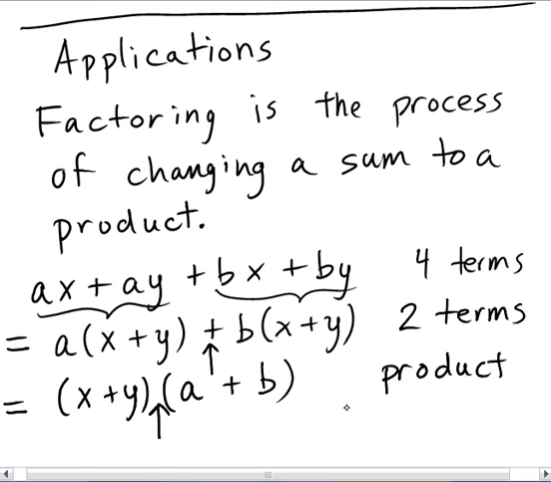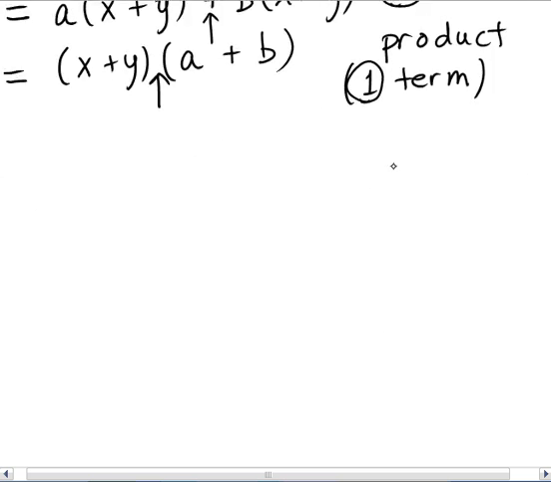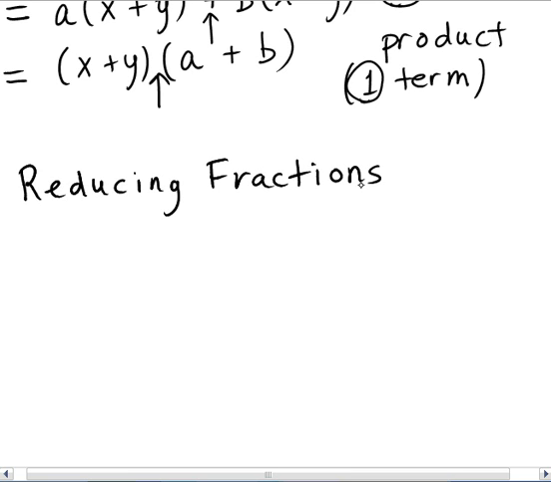By the way, a product can be viewed as an expression that has only 1 term. So factoring is the process of reducing the number of terms down to 1. That's what factoring is. Okay, one last application to end the video. I'm going to talk about reducing fractions or rational expressions containing some variables. Take a look at this example.